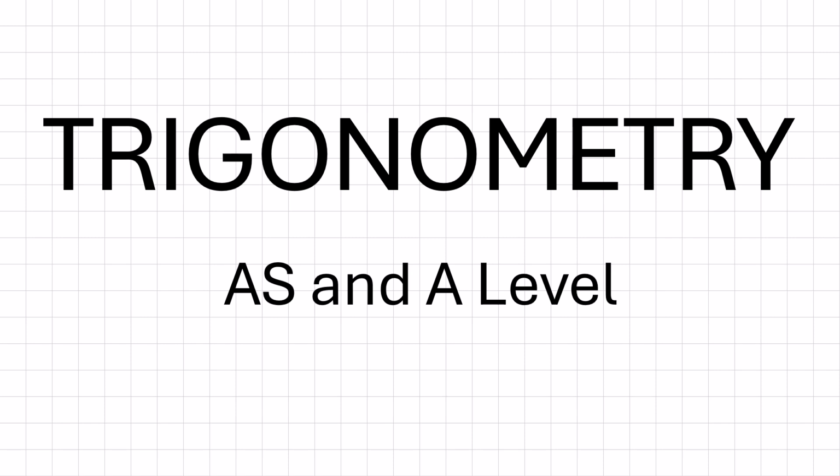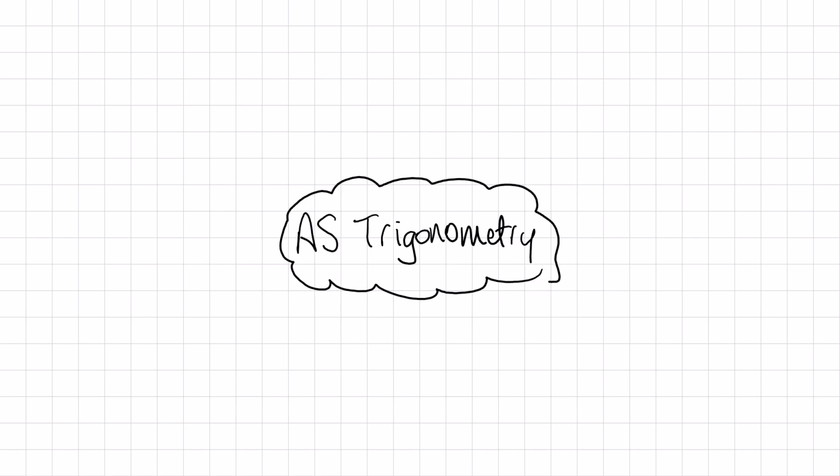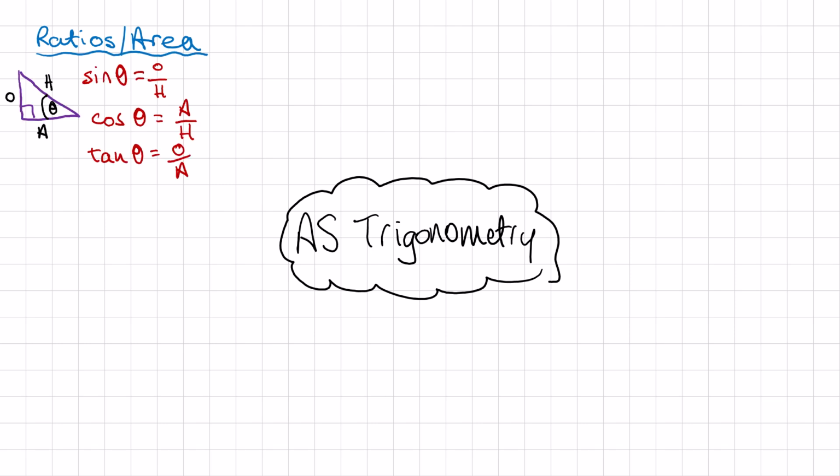This is going to be a topic recap video covering AS and A-level trigonometry. Okay, we're going to start off with the AS part of trigonometry, and we'll start with the trig ratios and area. So we start with the trigonometric ratios, which are based on right angled triangles.